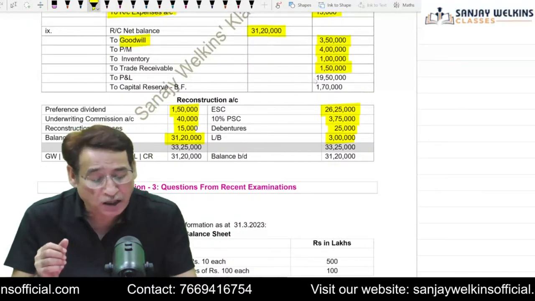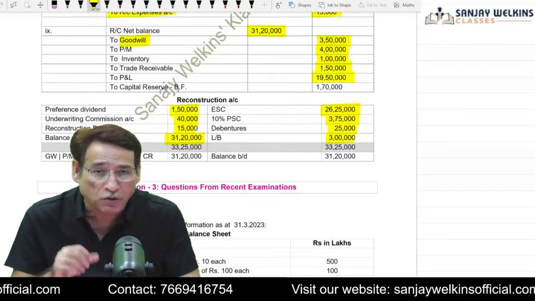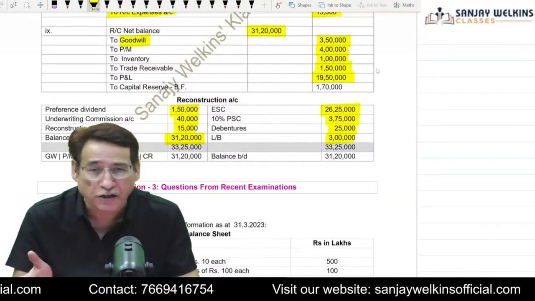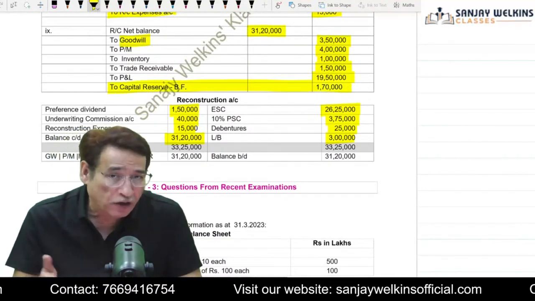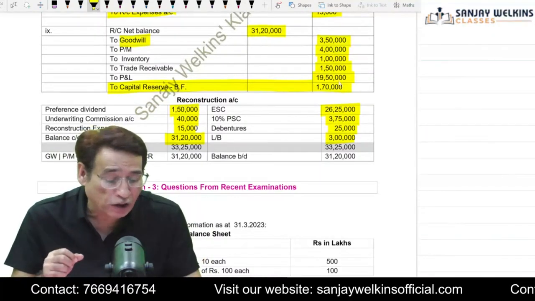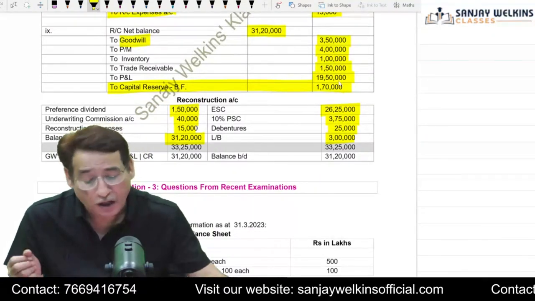So here in the balance sheet, there is an accumulated loss to the tune of 19,50,000. We will write it off also. And whatever balance we get after writing off all the items, that balance will have to be posted to the capital reserve, as you know.